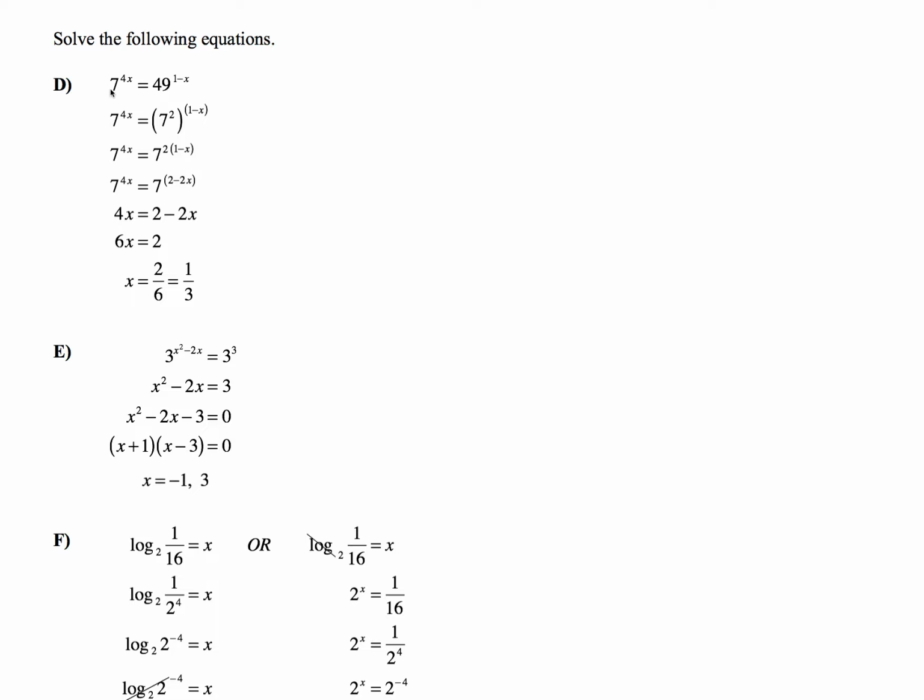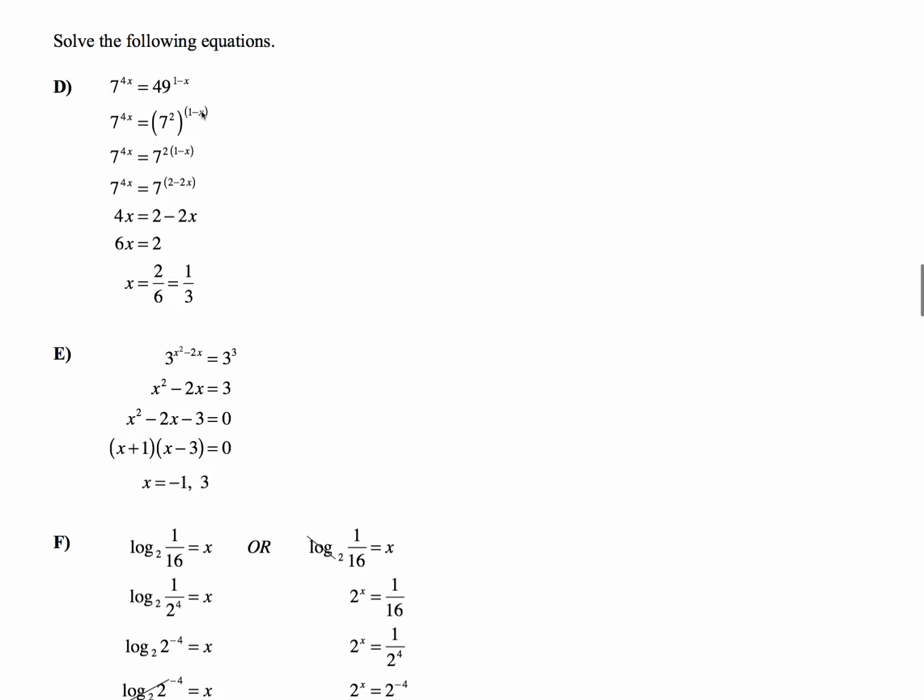And remember, if possible, when we have a couple of exponential expressions, we would like to write both sides of the equation with the same base. Well, 49 is 7 squared, pretty easy to see. So instead of 49, we write 7 squared, but we put that in parentheses, and we put the exponent in parentheses for the purpose of keeping track, for emphasis, to remind us that that entire expression is the exponent.